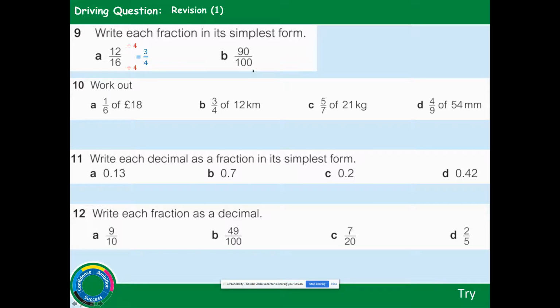90/100. They both end in 0, so I know straight away I can divide by 10. That will give me 9/10. And there's nothing that goes into 9 and into 10, so that's in its simplest form.